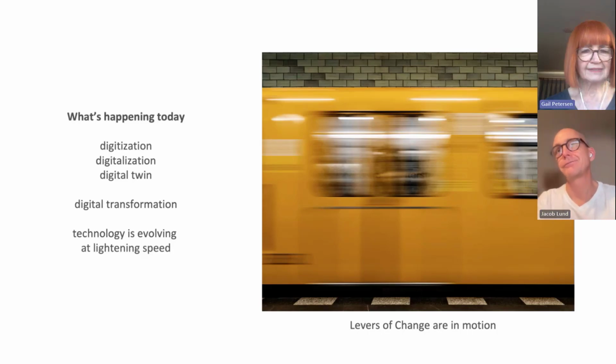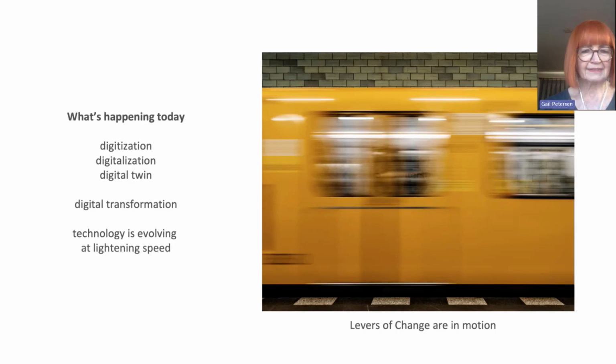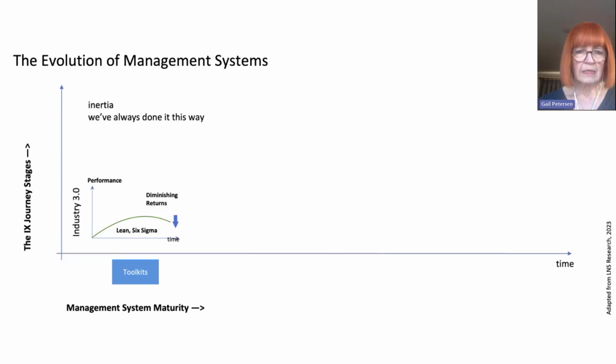Okay, cool. So what's happening today? Digitalization, digitization, digital twin, and digital transformation. And technology is evolving at lightning speed, and it is going to keep accelerating. These levers of change are in motion. Next. So the evolution of management systems, we're going to take a look at the I externally, IX being industrial transformation. It's just a refinement of digital transformation, and then maturity of management systems.